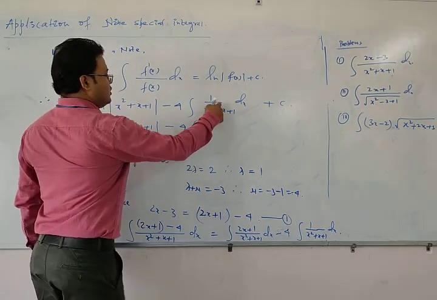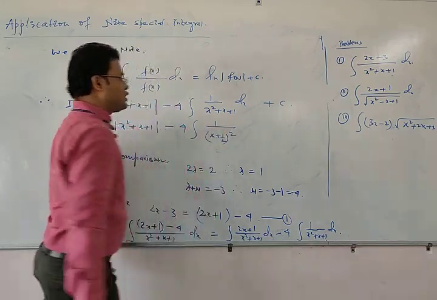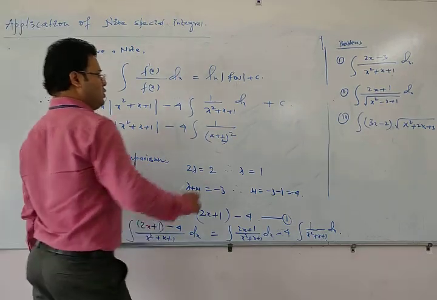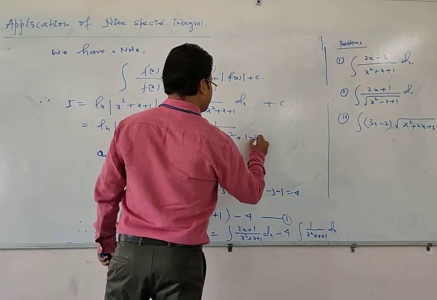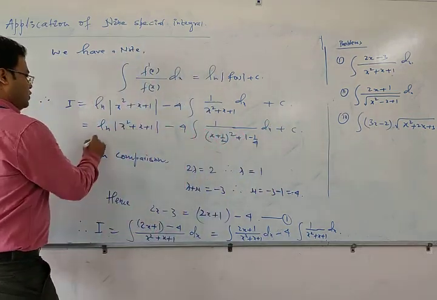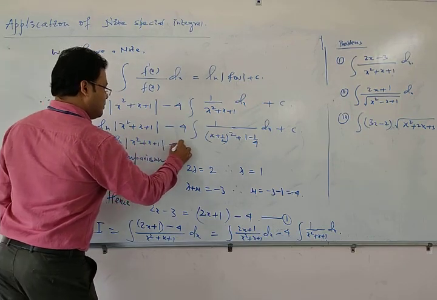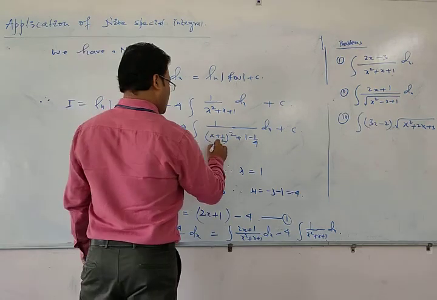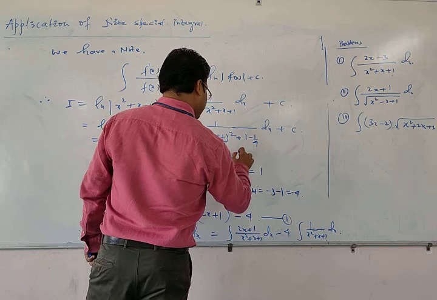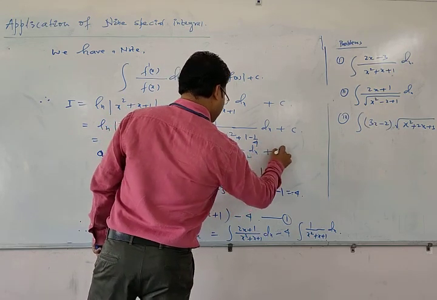So here you can write x plus half whole square, it becomes x square plus x plus 1 by 4. So the extra term is 1 minus 1 by 4 dx plus constant term. So this is equal to ln mod x square plus x plus 1 minus 4 integration of 1 upon x plus half whole square plus 3 by 2 whole square dx plus constant term.